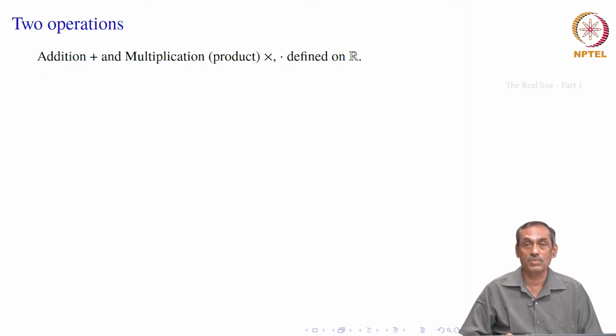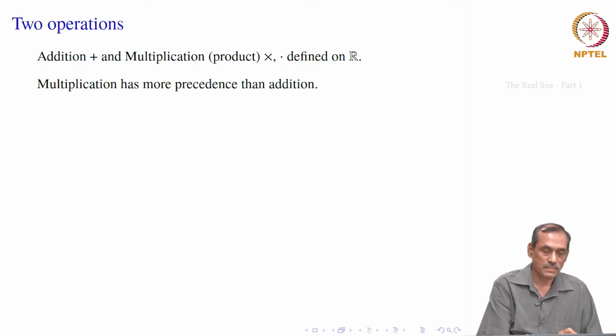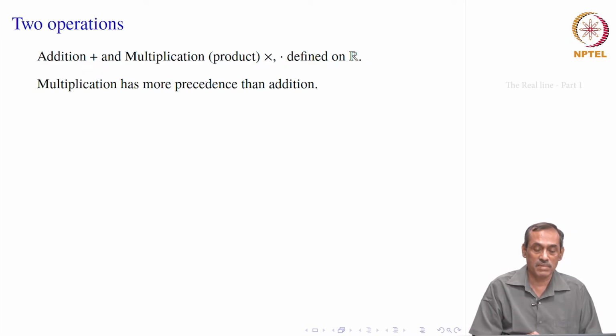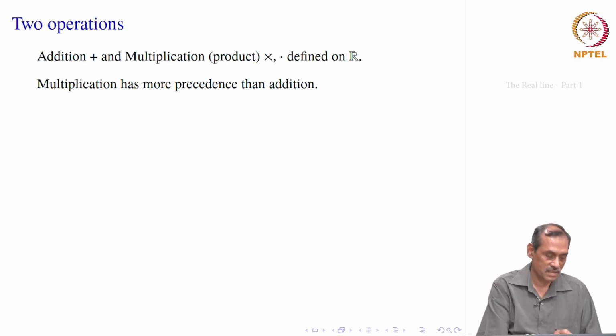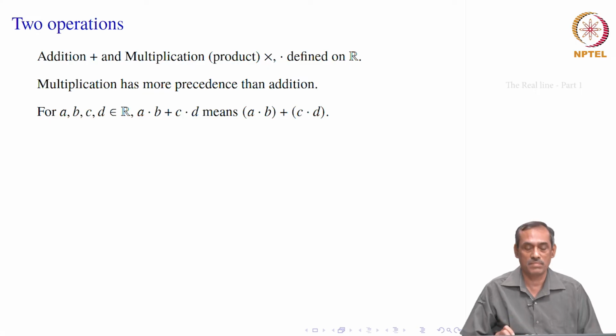So, we assume that there are two operations defined on the set of real numbers. One is written as plus, which is addition, and the other is product or multiplication, which we write sometimes with this times symbol cross or with just a dot. And here we assume that multiplication has more precedence than addition, which means it will just curtail some brackets while writing. So, when you write A into B plus C into D, this will mean A into B first and then C into D next, and both of them are added. We will not interpret otherwise. So, that is the meaning of multiplication having more precedence than addition.